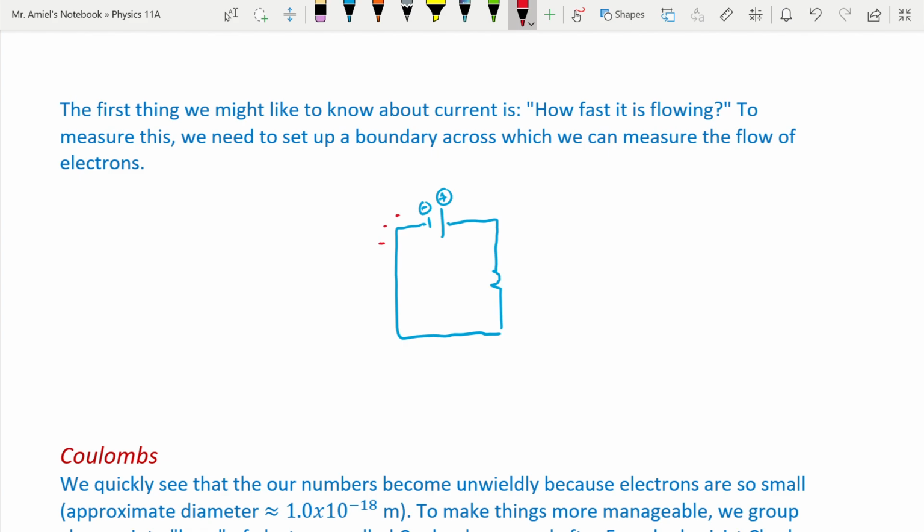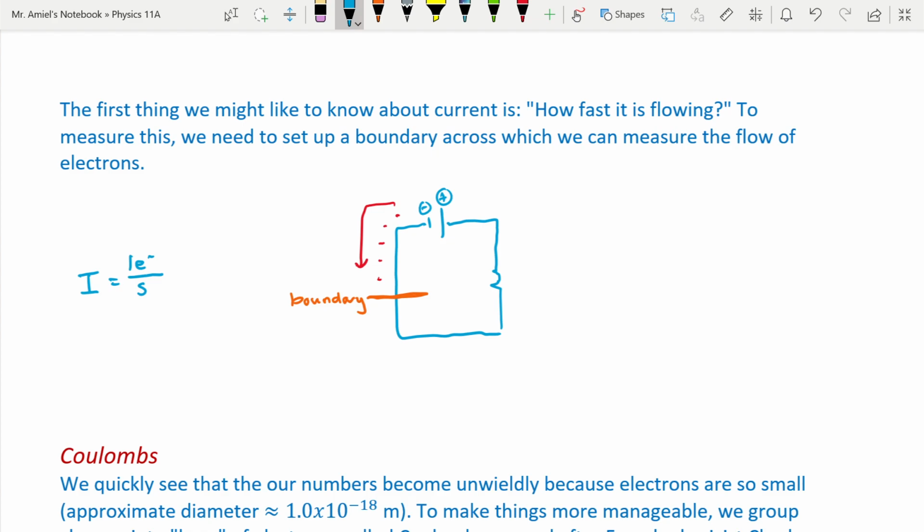So we've got electrons flowing around in this direction. If we wanted to see how fast these things are flowing, we'd have to set up a boundary. So we've got a boundary here, and we would want to know how many of these electrons are passing the boundary per second. Our current could be how many of these charges, how many of these electrons, are going past our boundary every second. So this would be one way to figure out our current.